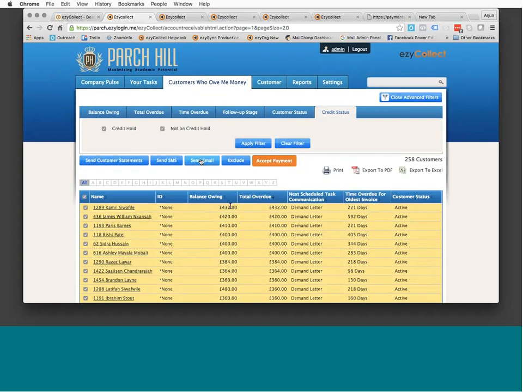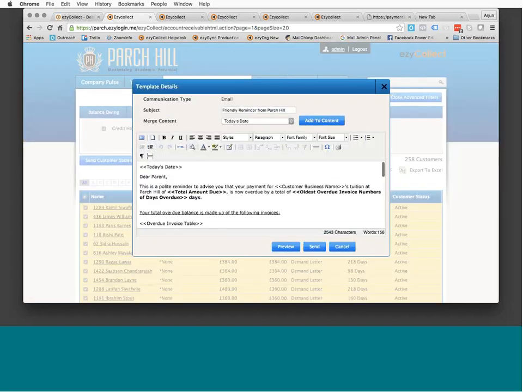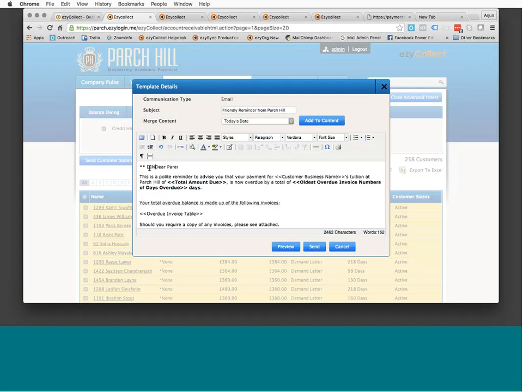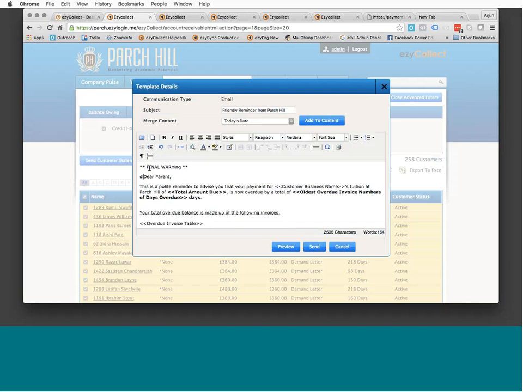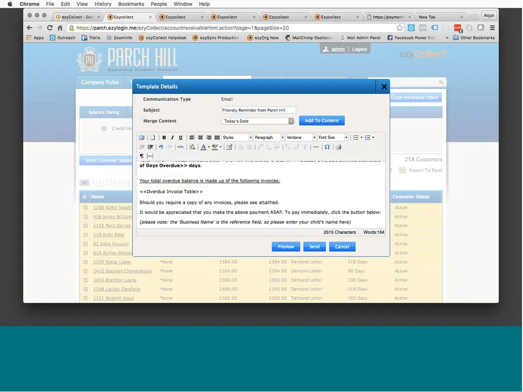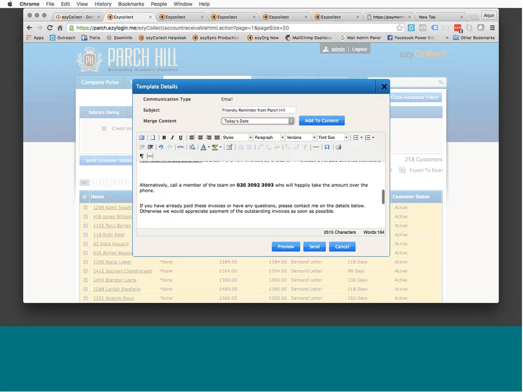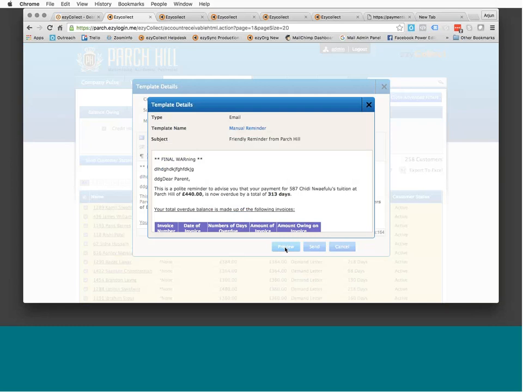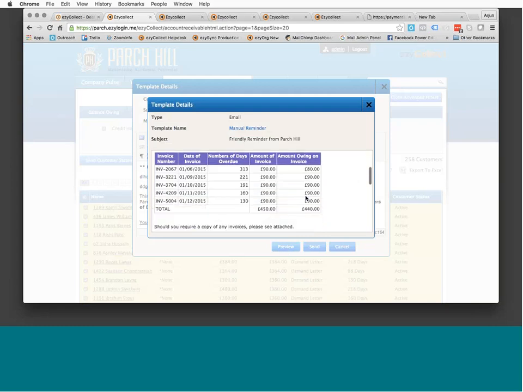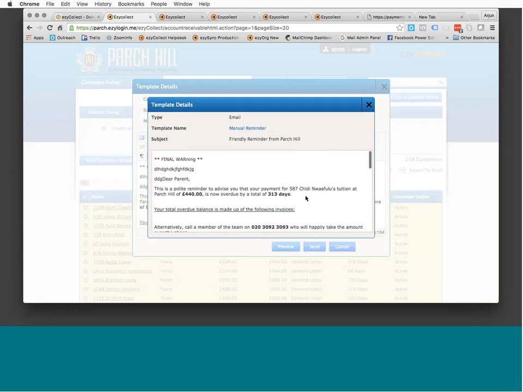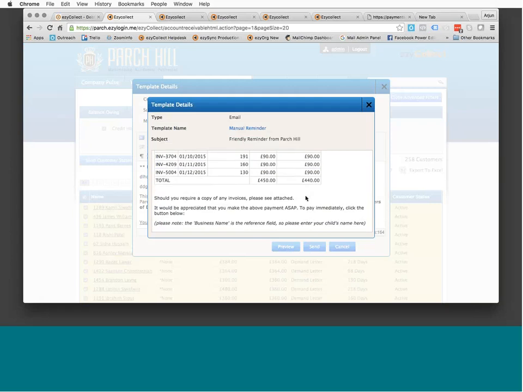I can click on Send Email, and here I can type whatever I want. I can say, final warning, say this is a final warning that your account's overdue by this much. I can put in whatever merge field I want to put in there. I can say your account's on hold. And if I click on Preview, I can send an email, if I click on Send, to all those 258 customers with a personalized email in less than, honestly, 10 seconds. And that'll go to all those customers.